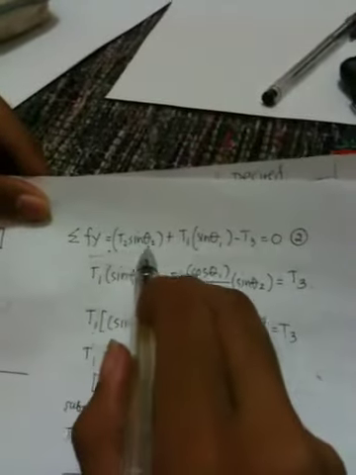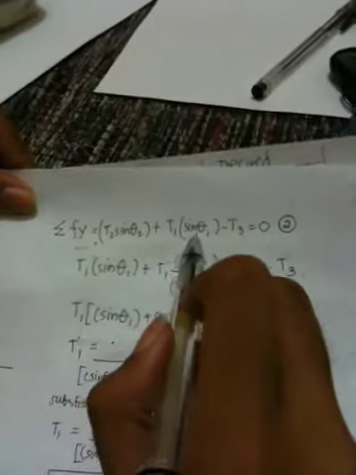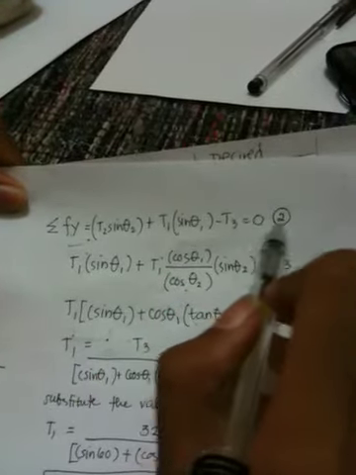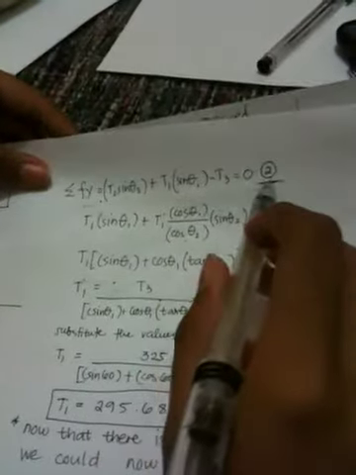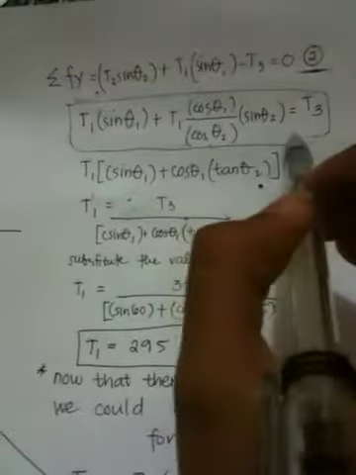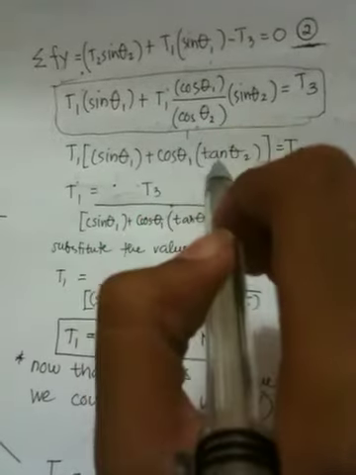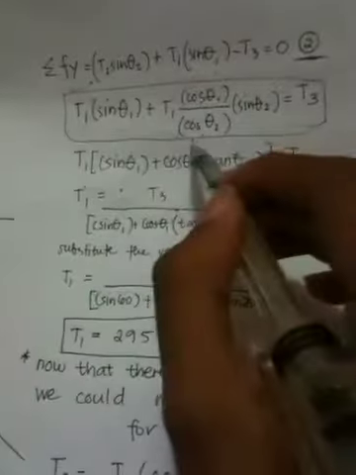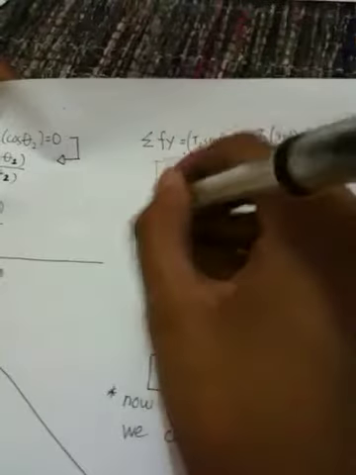So let's go back. We could now say that the summation of forces in the y-axis is T2 sine theta 2 plus T1 sine theta 1 minus T3 is equal to 0, and we would name this as equation 2. After doing such, we are going to substitute equation 1 into equation 2. So this is going to be the next equation, and you're going to try to solve for T1's value.